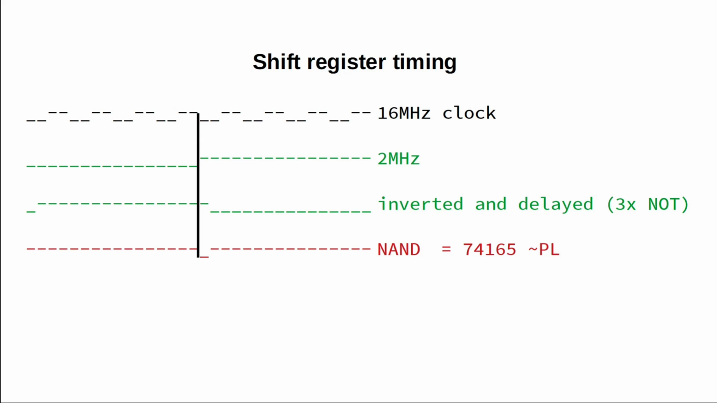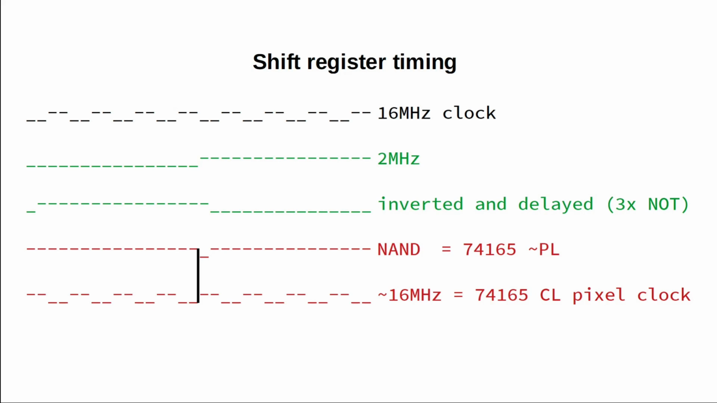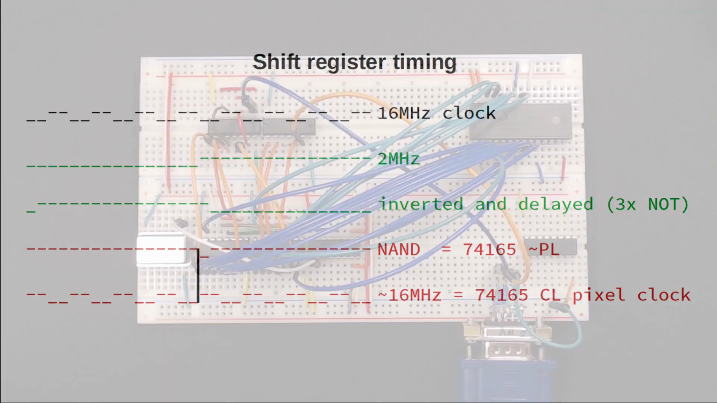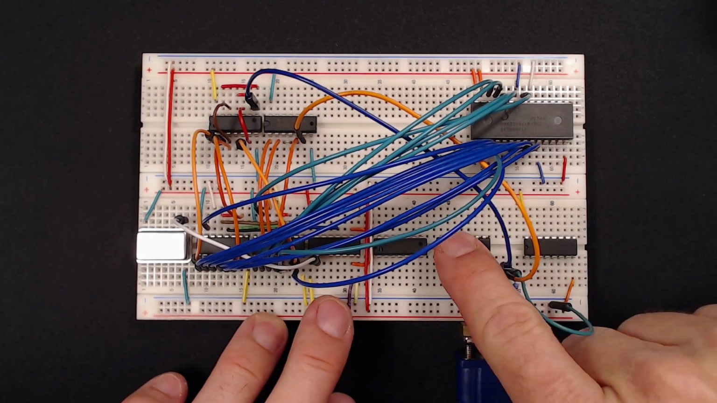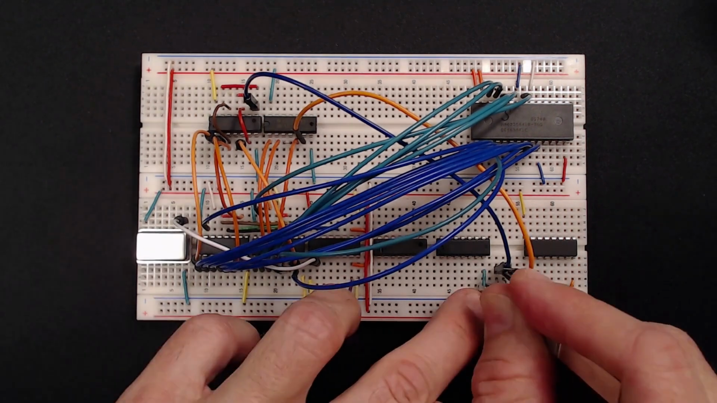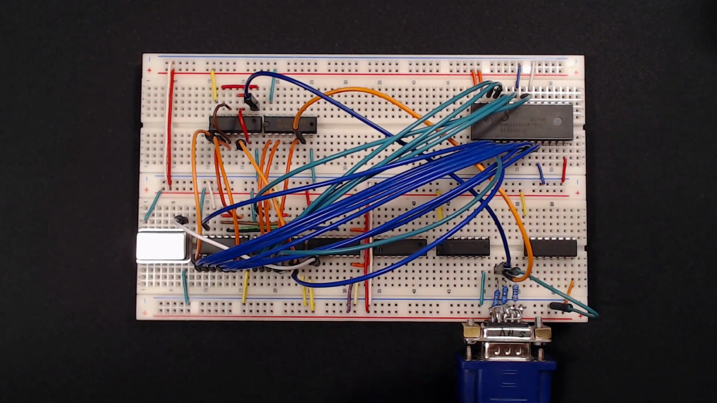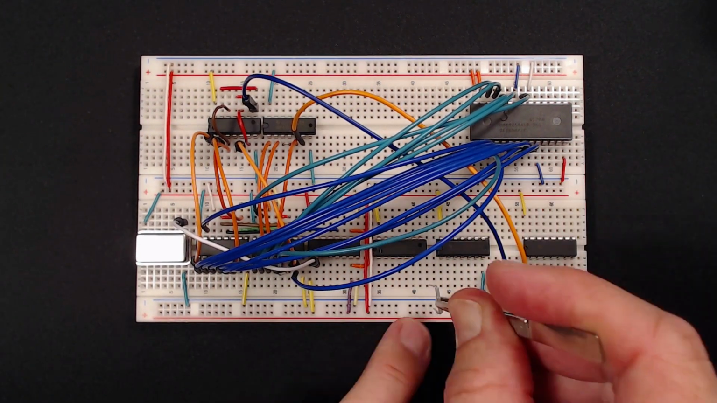However, as the black line indicates, we would be loading at the falling edge of our pixel clock, whereas pixels are shifted at the rising edge. But let's simply use the inverted 16 MHz signal as our pixel clock and everything will be perfectly in sync. Again, I'm using a 74HC00 quad NAND for this, and a 74HC04 inverter.